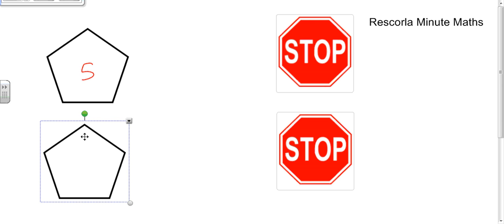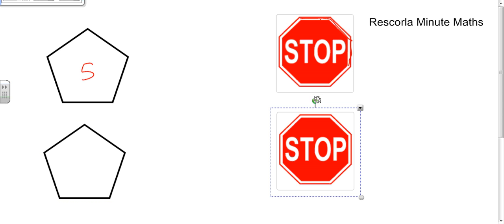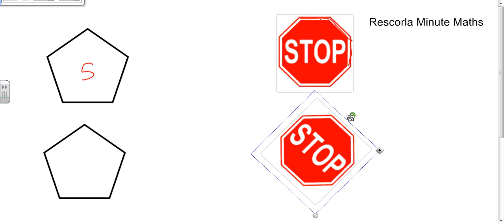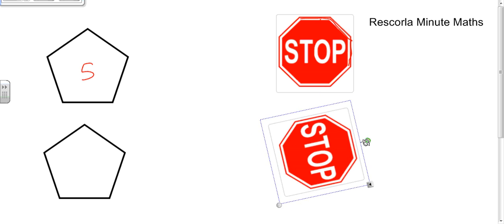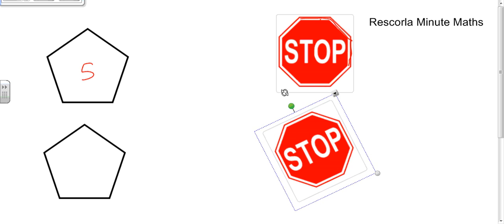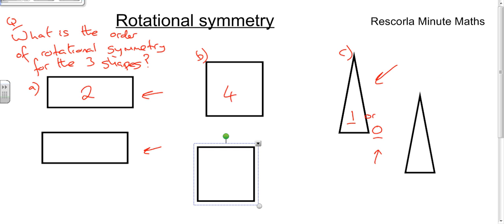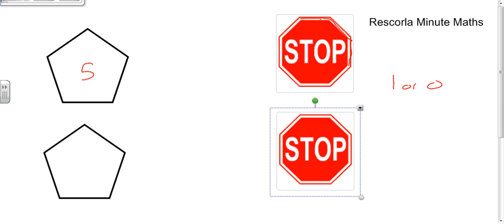Now this one, we can see that it's an octagon. So we've got 8 sides. However, this is kind of a trick question. If we start to rotate, like there, it doesn't look the same because, see, the word stop is slanted, so it's on diagonal. So the answer for this one is 1 or 0, just like this one here.